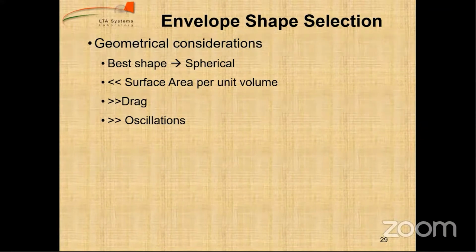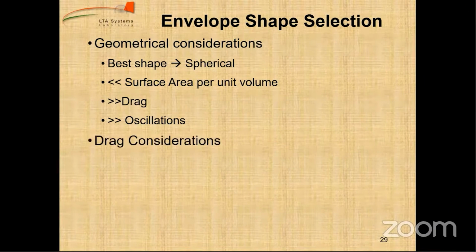Spherical shape provides the least surface area per unit volume, as mentioned in the next point. But it produces a huge amount of drag. So spherical is the best shape from the geometrical consideration, but from the aerodynamic consideration, it is the worst shape, because it creates a lot of drag. As you've seen with advertisement balloons outside any shop or in a fair, they produce a lot of oscillation in the air, correct? That's why we do not use the spherical one.